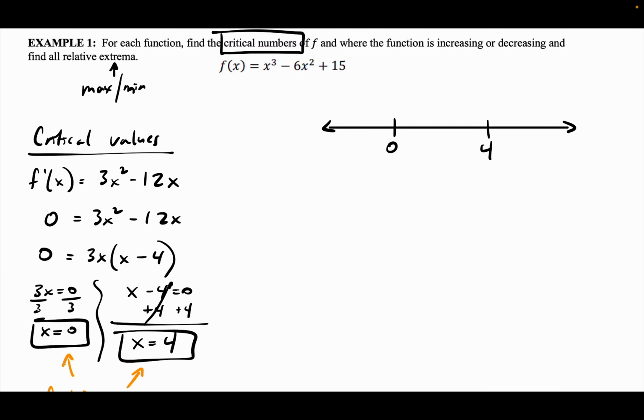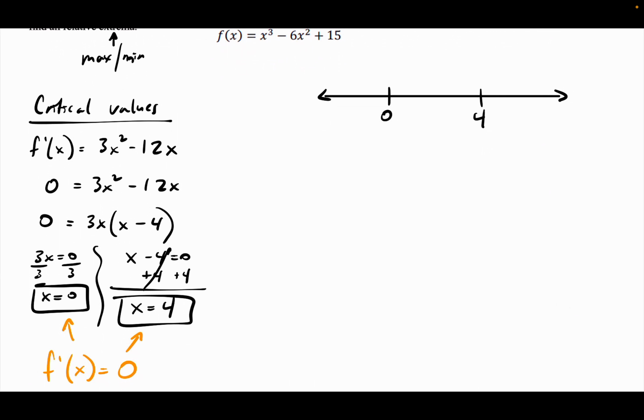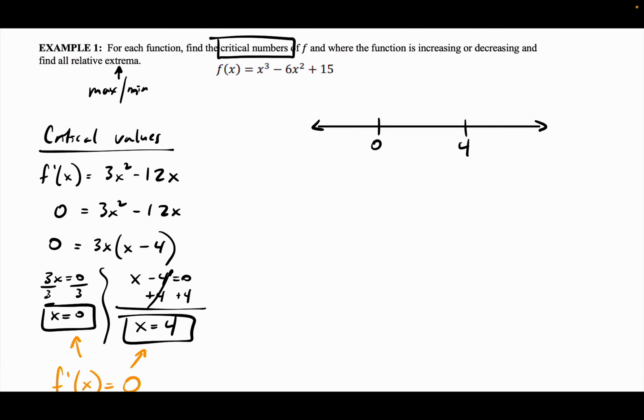I know at 0 and 4, the derivative is 0. But what I'm using this for is to figure out what's happening in between. Like in between, is the derivative positive or negative? After 4, is the derivative positive or negative? Less than 0, is the derivative positive or negative? That's what I'm trying to do. So the first derivative test says plug in numbers to the derivative. Okay?